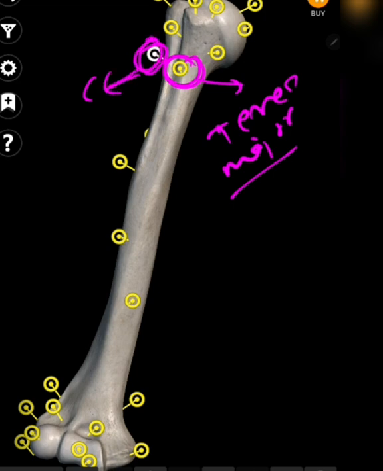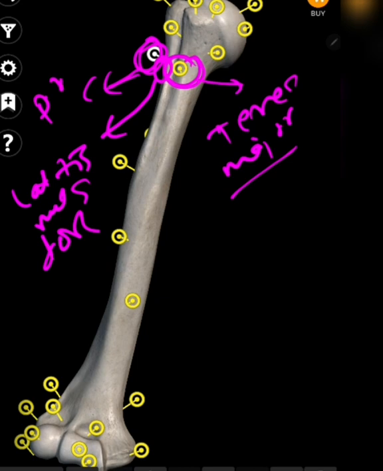And what happens in between these two lips? There is the bicipital groove. On the bicipital groove, there will be insertion of latissimus dorsi between the two lips. So this is pectoralis major. Now we have covered this structure.